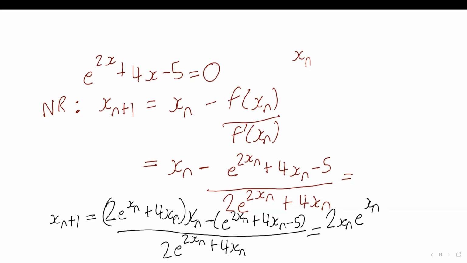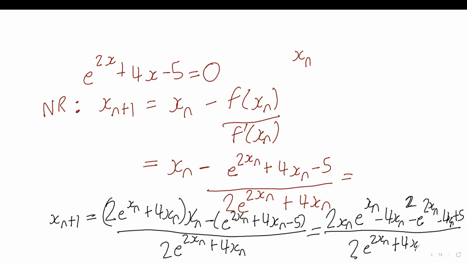All right, then this part is now 4xn squared. So that's minus 4xn squared. Then this is now minus 2exn minus e to the 2xn minus 4xn plus 5 over the 2 times e to the 2xn plus 4xn. Whoa, that's a lot to write out. So let's see which one that is.